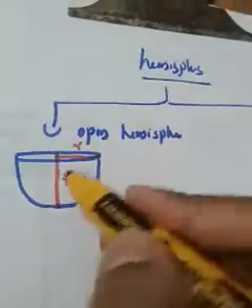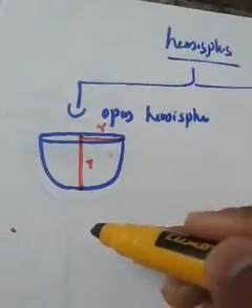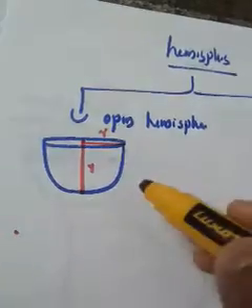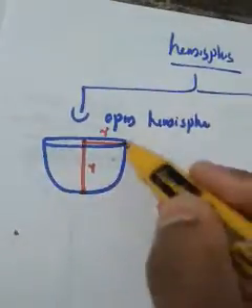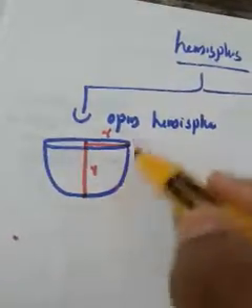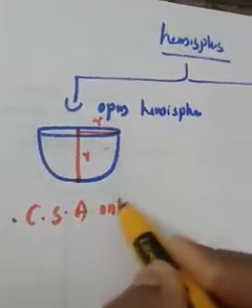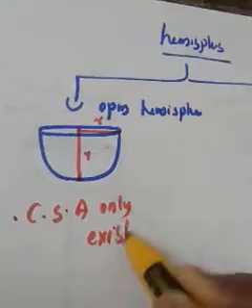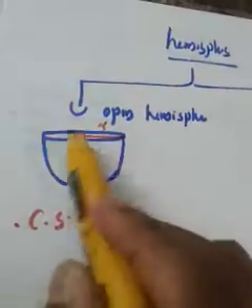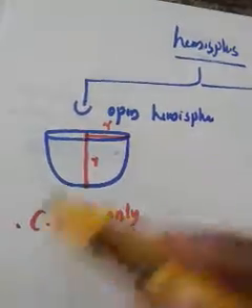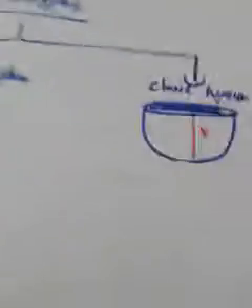In the case of an open hemisphere, is there any base? No. So does total surface area exist? No, because here only the curved surface will exist. Curved surface area only exists, because there is no need of total surface area as the base is open there. Are you following me? You know the curved surface area formula, so you can use it there.